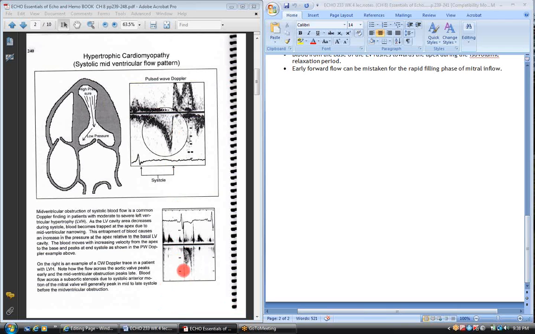This signal here, or this particular Doppler here, is what I was referring to with the double signal. This is a Doppler tracing in a patient with LVH. The flow across the aortic valve peaks early, and the midventricular obstruction peaks late. If you had a subaortic stenosis due to SAM, it would generally peak in the middle.